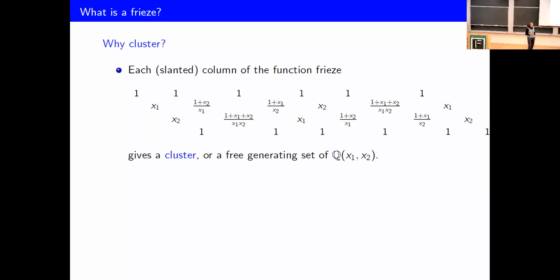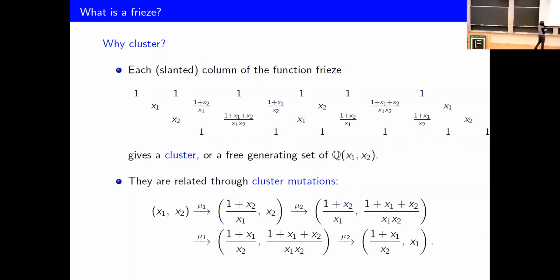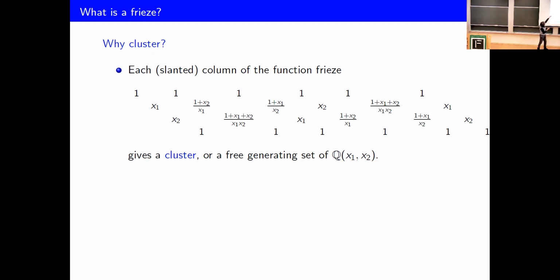So why do we call this cluster? There are 5 variables in there. Why the name cluster? A cluster means that if you look at each slanted column, you can slant this way or you can slant this way, and on each column there are 2 elements. And they actually form so-called clusters. It turns out that you can only form 5 different clusters.